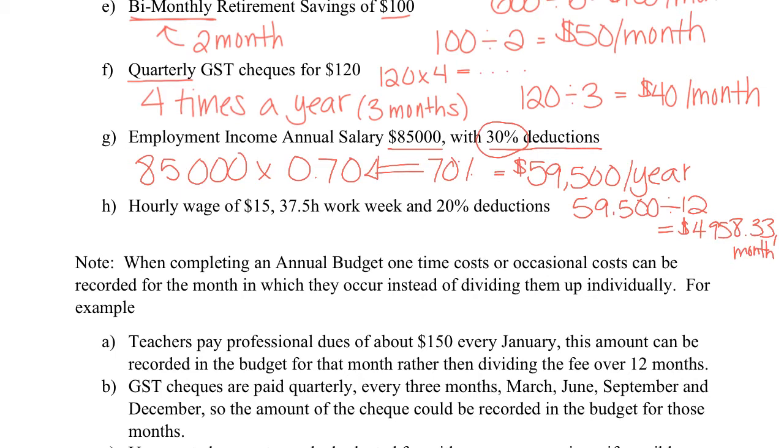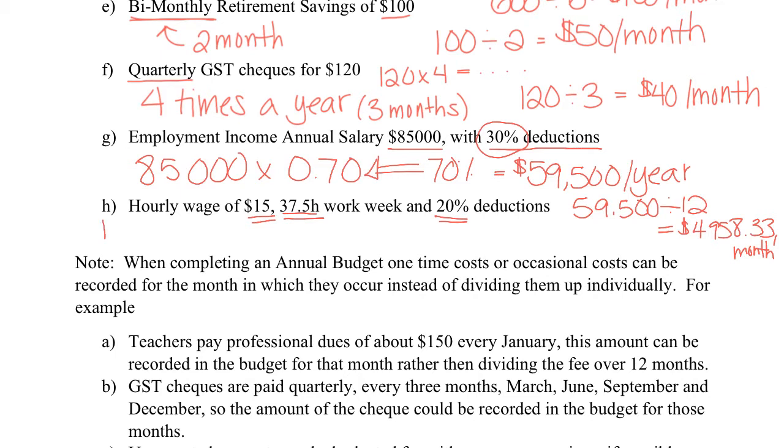Let's take a look at this next one. We have an hourly wage of $15. We work 37.5 hours per week, and we have 20% deductions. Okay, so let's go ahead and figure out how much of our gross income we get per month.